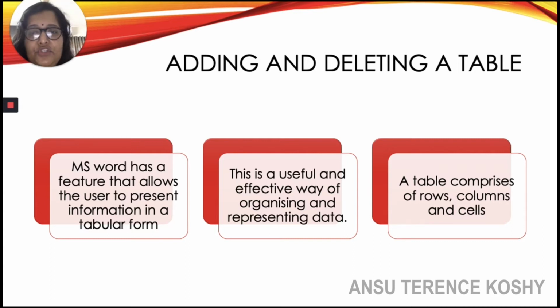MS Word has a feature that allows the user to present information in a tabular form. This is a useful and effective way of organizing and representing data. A table comprises rows, columns, and cells. That is, in MS Word, there is a feature of arranging and organizing data in the form of tables. It is basically used to present the data in an easy manner so that everyone can understand easily. And every table has three things: rows, columns, as well as cells.